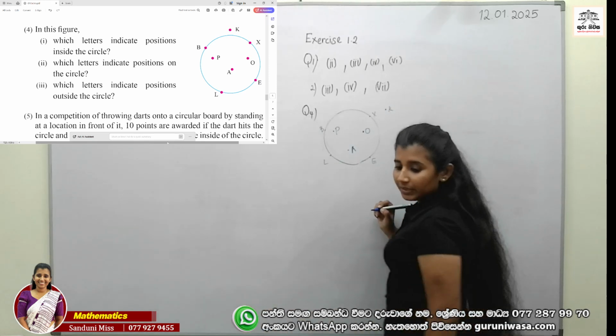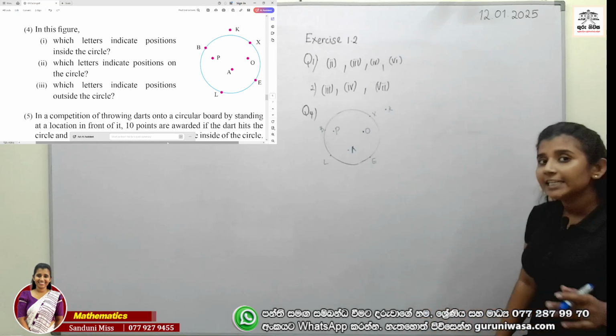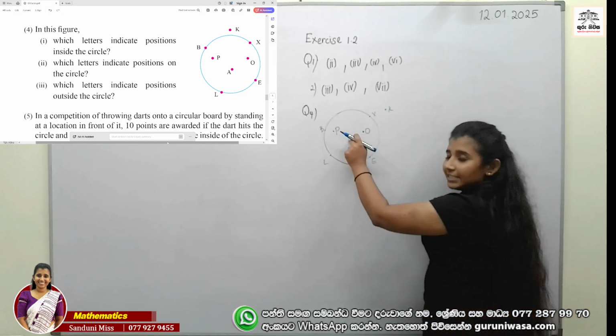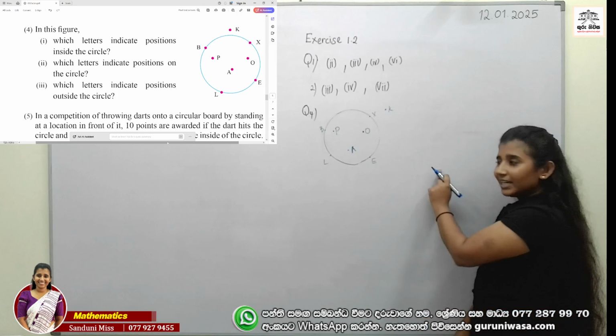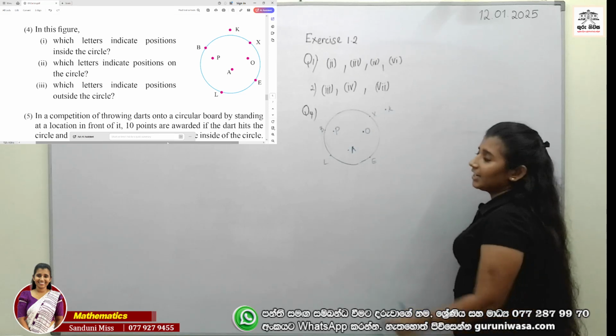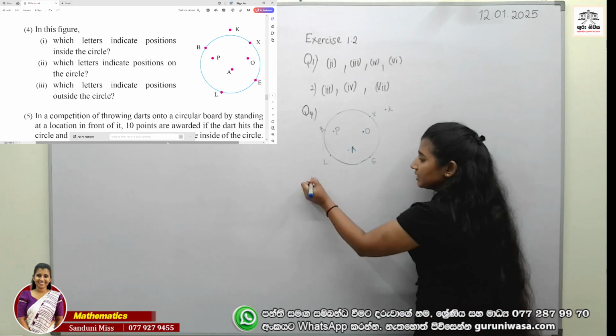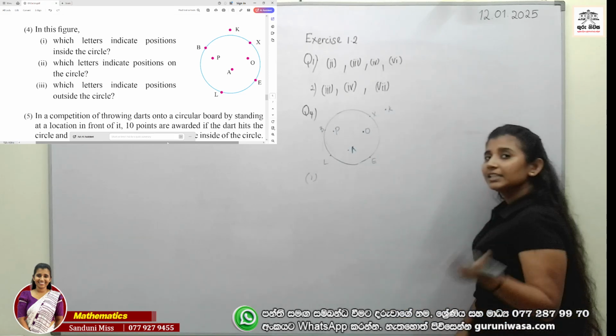Okay, so in the first question they asked which letter indicates the position inside the circle. This is inside. This is outside. Then what is this? On the circle, on the circumference. On the circle.